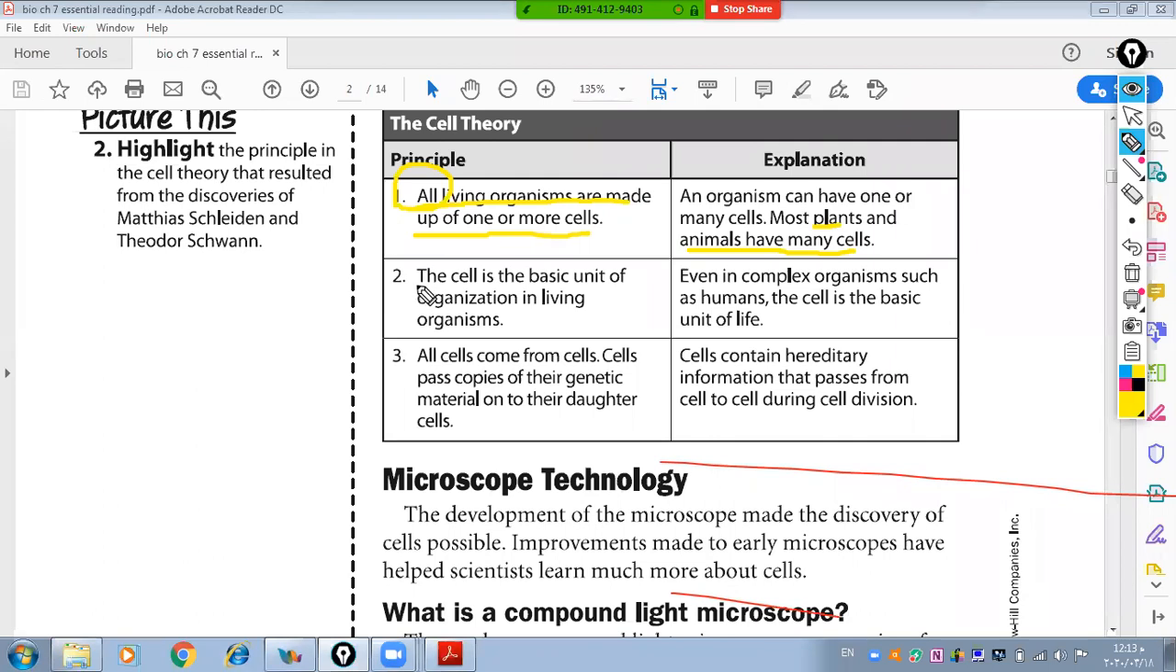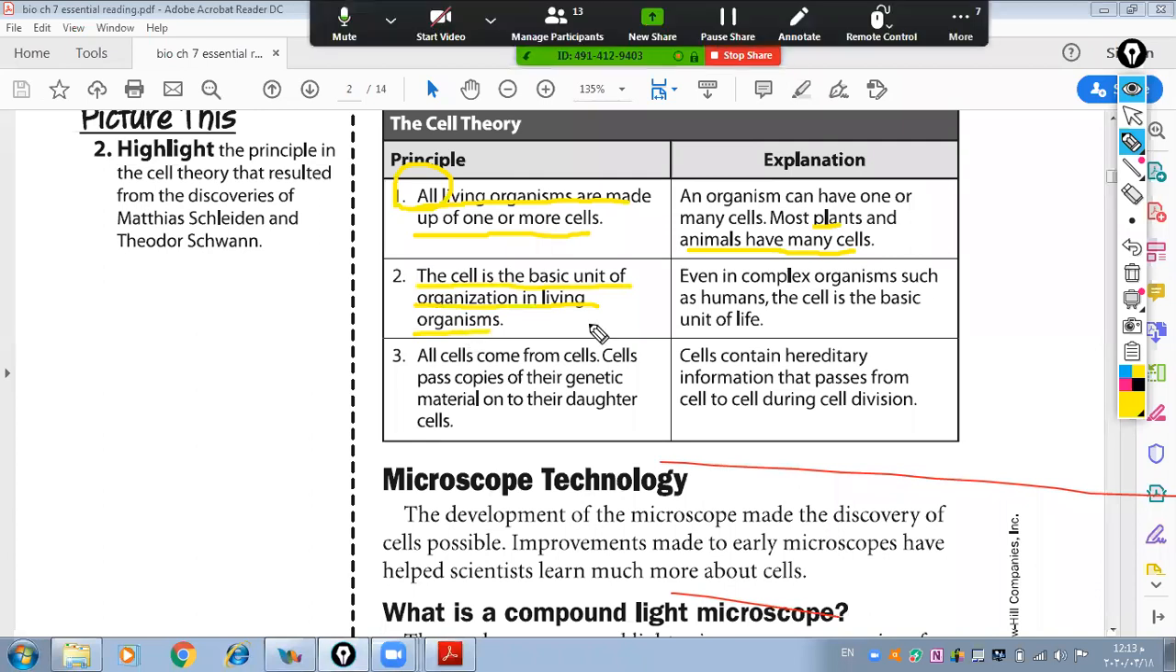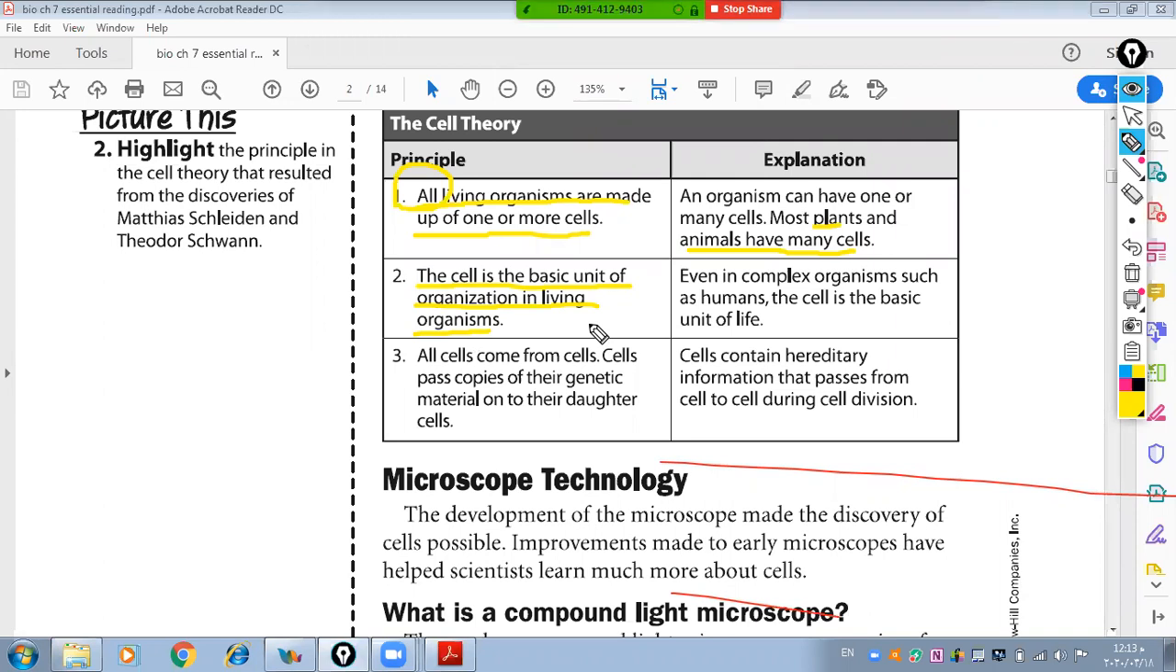Okay. The second concept: the cell is the basic unit of organization in living organisms. We said, what is the organization inside an organism? We started with what? Who can answer? It starts from cell and then tissue. Excellent.